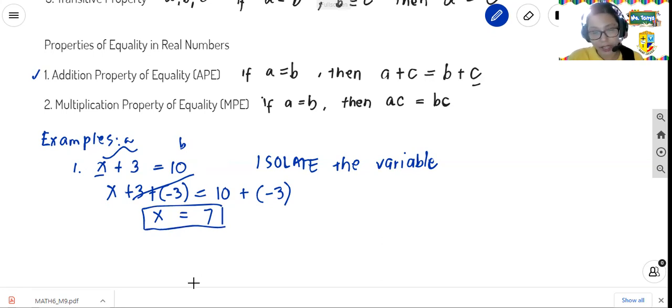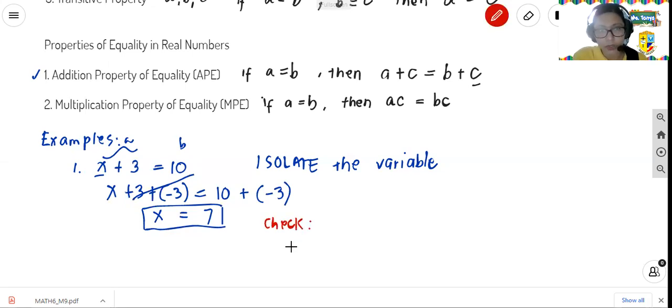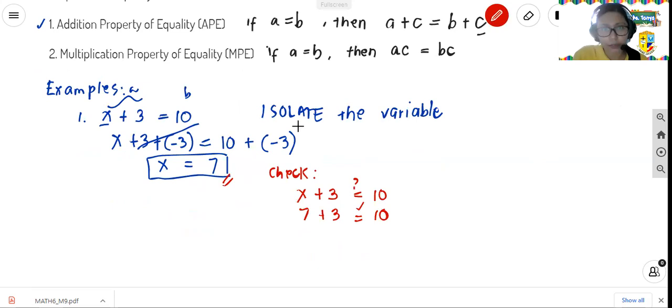So how would you know if it's correct? Let's check. I'll use a red pen for that. Let's check if x equal to 7 is the true value for x here. So x plus 3 is equal to 10. x is 7, so 7 plus 3 is equal to 10. Hence our answer is x is equal to 7. Again, what we used here is the addition property of equality, because x and 3 are in addition, and we want to get rid of 3 because we want x to be isolated on the left side.